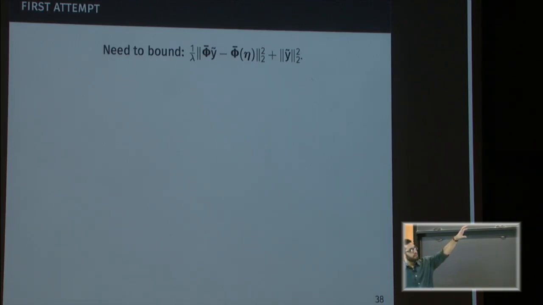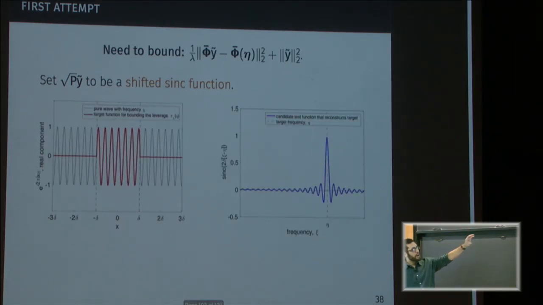So that's the quantity we need to bound. This is what our first attempt is. We're trying to find some function whose Fourier transform matches the pure frequency between negative delta and delta. The most naive thing to do here is make your function, square root of p times y tilde, be a sinc function centered at our target frequency. So if we make the function just a Dirac delta at the target frequency, I'll produce that sinusoid over the entire space. But I only want to reconstruct it between negative delta and delta. I only have to reconstruct it there.